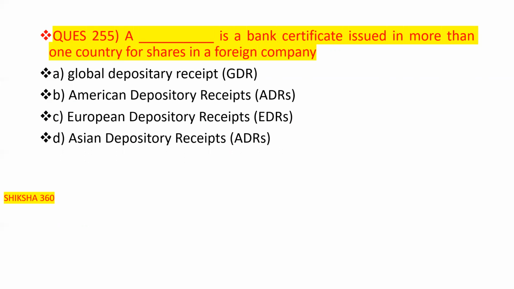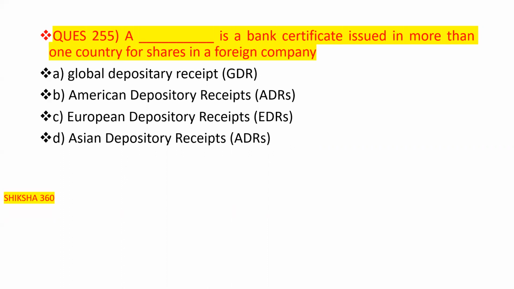First one is the Global Depository Receipt. Second is the American Depository Receipts. Third is the European Depository Receipts. Fourth is the Asian Depository Receipts. So what is the correct answer? I think many of you are confused between option A and option C, and many of you will say option A is the correct answer.